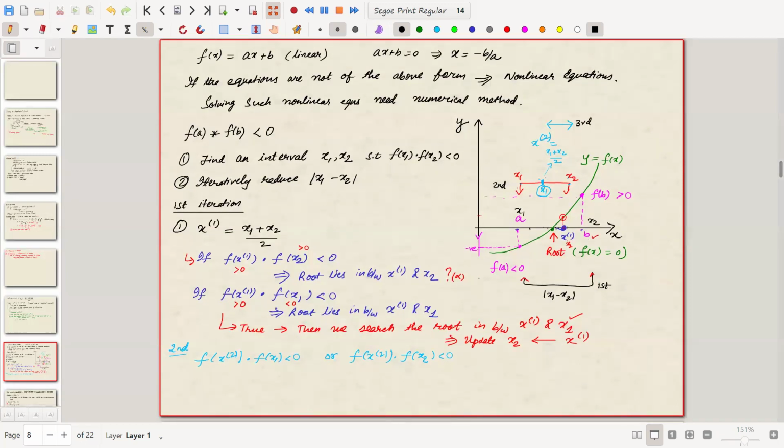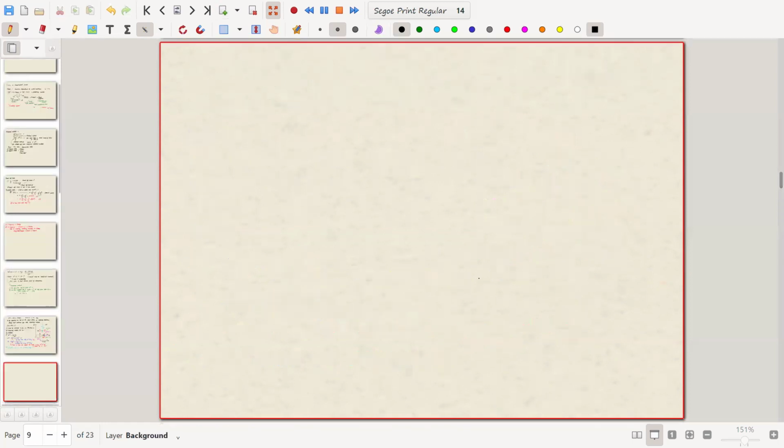Can you see how the interval of the root is reducing? So if it is reducing, at one point you will collide with the root. So how far will you go? That's the question. How far to go? Can you answer?